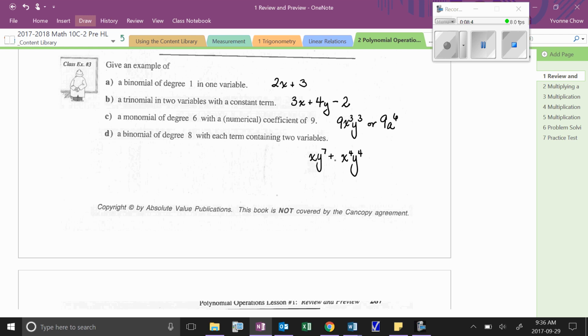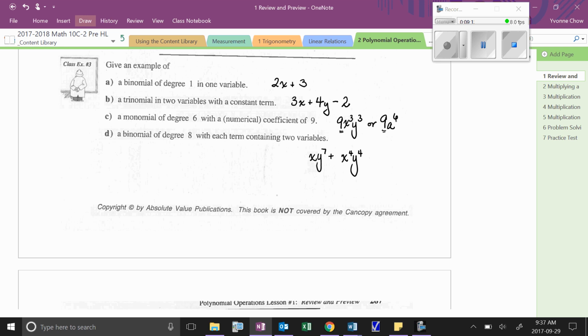For C, a monomial of degree 6, numerical coefficient of 9. So we've got some limitations because it has to lead with a 9, because that is our numerical coefficient. And it is a monomial, so I can't add or subtract anything, and it's degree 6. So that means that the sum of the exponents, so 3 plus 3, has to be 6, or you could have a single variable with exponent 6. So a few possibilities, but there's definitely more limitations there.